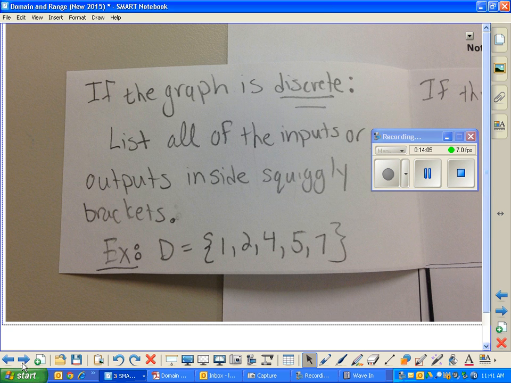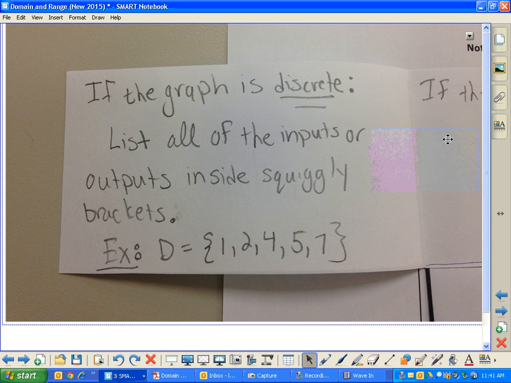So, if the graph is discrete, you know what that means, right? Dotted or broken. If the graph is discrete, we're going to list all of the inputs or outputs inside our squiggly brackets, aka Jay Leno brackets. For instance, this could be one way of writing domain as a set. Do you see the big D there? That stands for domain.